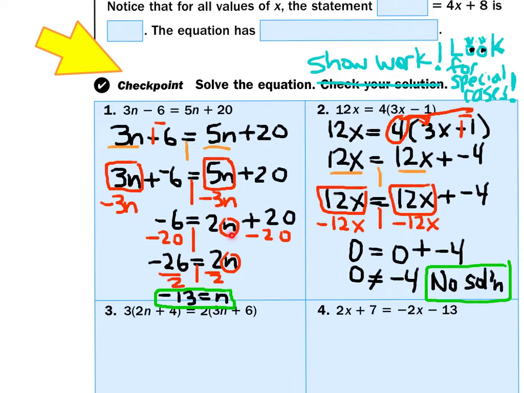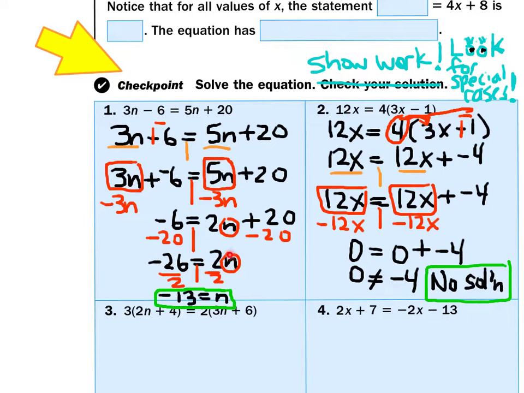And so I circle my variable. I bring down the wall. And I have to destroy the adding 20. So I subtract 20 on both sides of my wall, and I simplify. Negative 6 minus 20 is negative 26. I bring down the equal sign, bring down the 2n, and positive 20 plus negative 20 destroy each other, so they disappear. Now I have 2n equals negative 26.